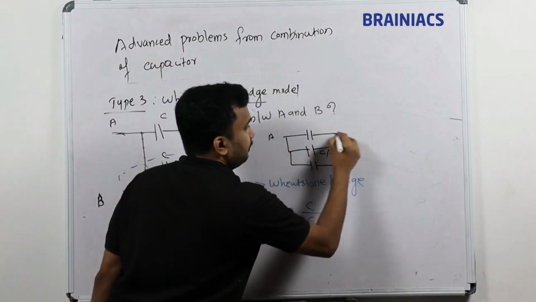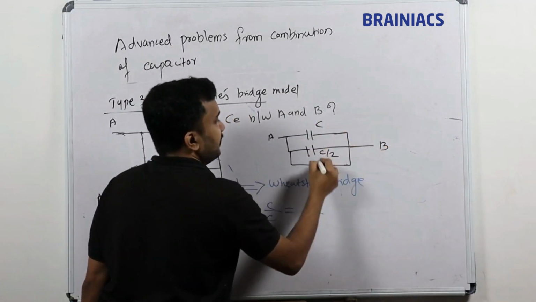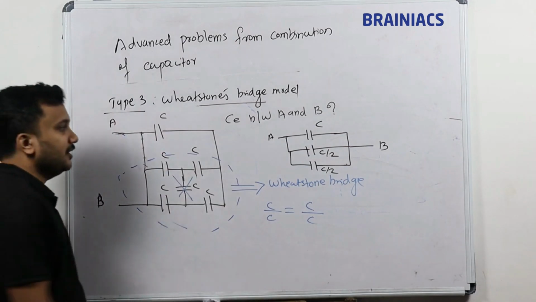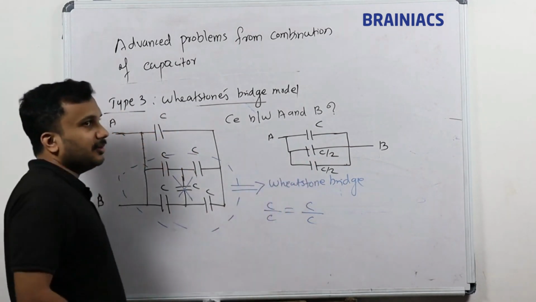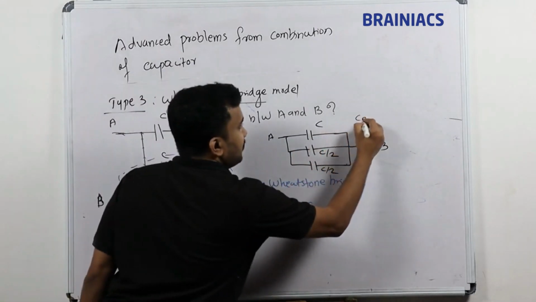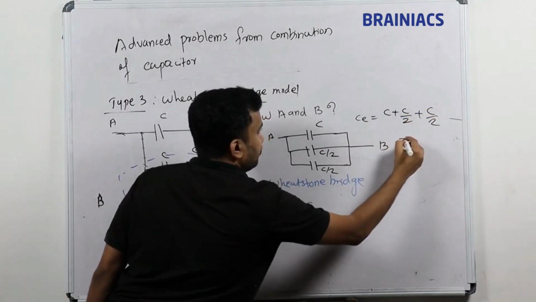So A will be here and B will be here. So 3 are in parallel connection. This C by 2 in parallel. What will you get? C by 2 plus C by 2 plus C, total capacitance. So C equivalent is equal to C plus C by 2 plus C by 2.